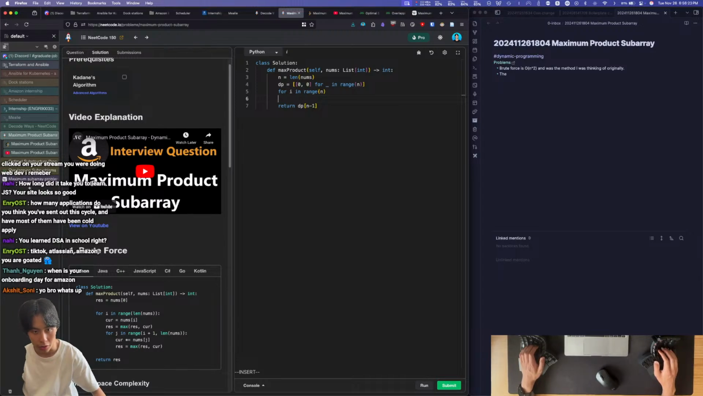Okay, so for i in range n, why is my computer so slow? I'm so sad.